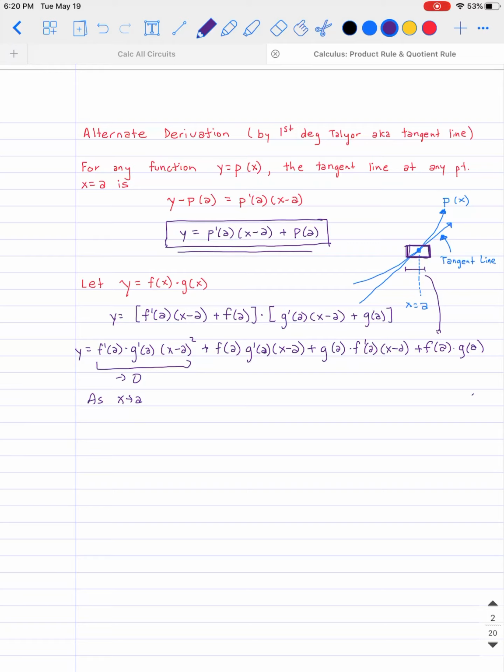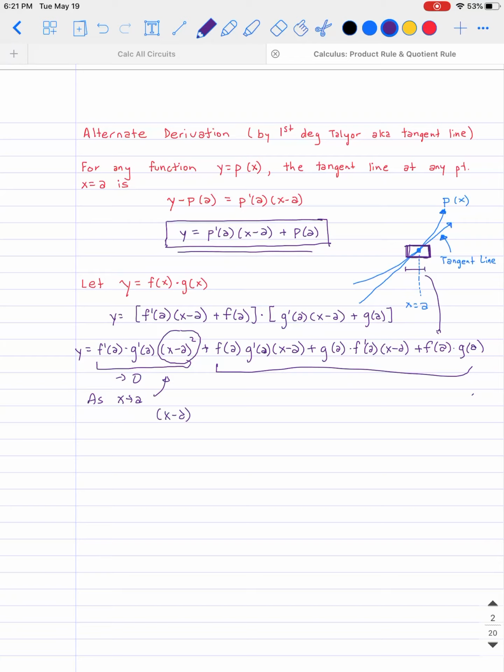The reason why this term right here is going to vanish into 0 is because of this guy right here, the x minus a quantity squared. You take a very, very small number, a number that's between 0 and 1 and very, very close to 0. You take that number and you square it, the result is something so close to 0 that we can say it's basically negligible, while the rest of this is still going to be there. So as x approaches a, this whole first term is going to go to 0.